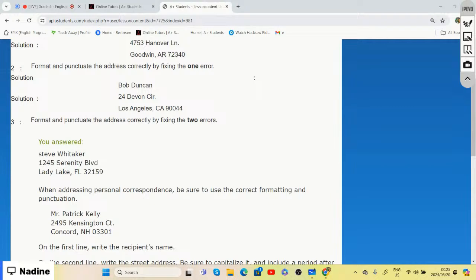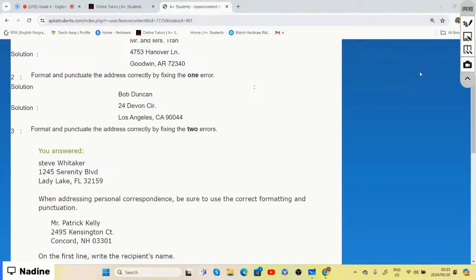The first line needs to be the recipient's name. You can decide to put Mr. or Mrs. if you want to, or you can just put your name and your surname. The second line would be your street address, which is your house number as well as the street name, the road name, and a period. And then the third line is our city, followed by a comma, the state abbreviation, which is capitalized, as well as our zip code.